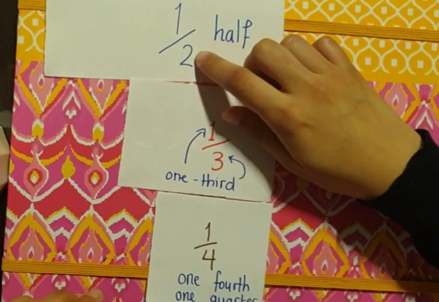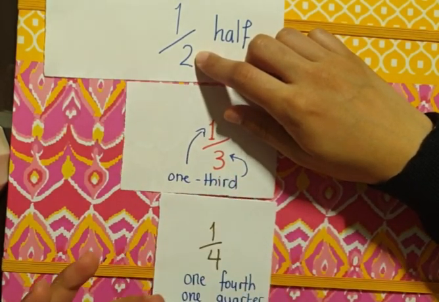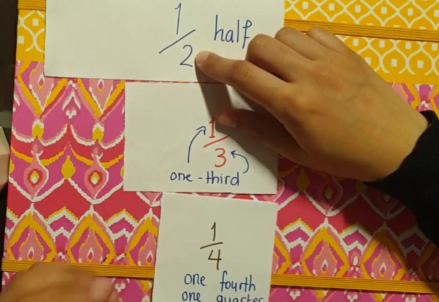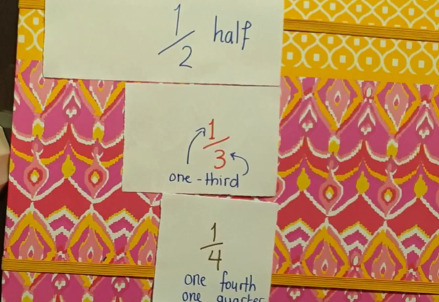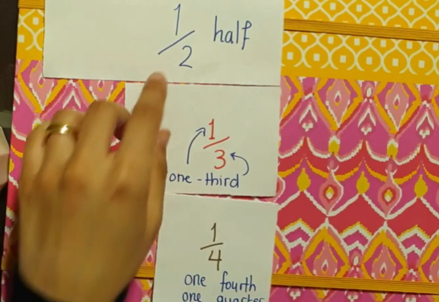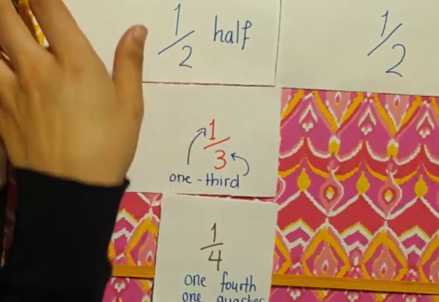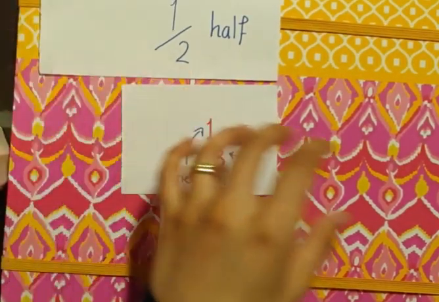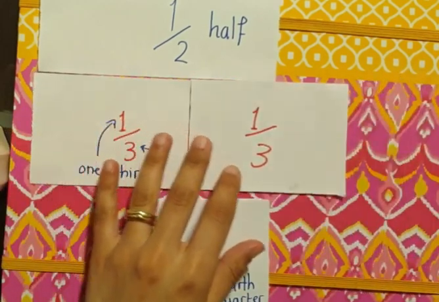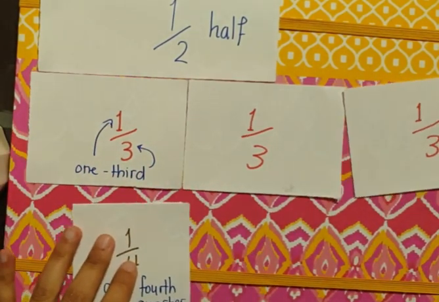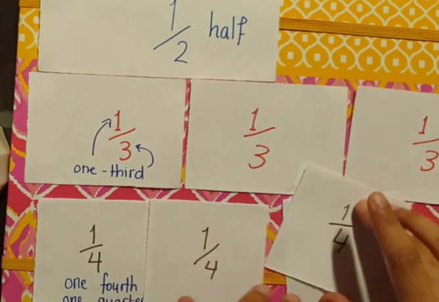When the bottom number is smaller, this means I divided into fewer pieces, and this means that the pieces are bigger. So here I divided into 2 pieces, so the pieces, the halves, are bigger. The thirds are medium sized, and the quarters are the smallest.